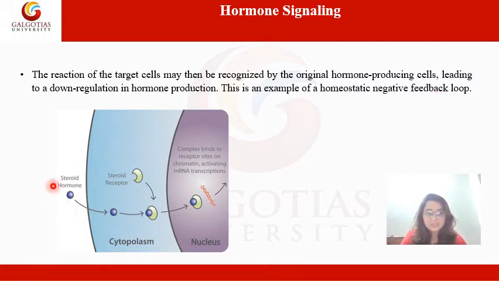So we can see this is a steroid hormone. We have discussed steroidal and non-steroidal action of a hormone. For example, if this is a steroid hormone, it enters the cytoplasm of a cell and binds to the steroid receptor. From there, it enters the nucleus and the complex binds to the receptor sites on chromatin, activating messenger RNA transcription and hence activating gene expression. So these are the steps involved in hormonal signaling.